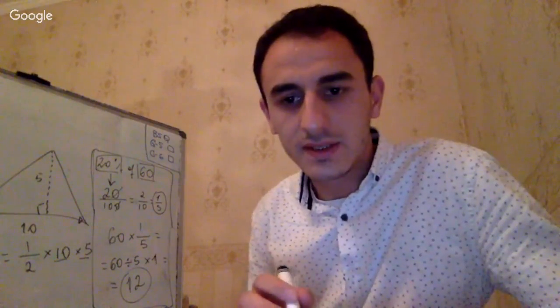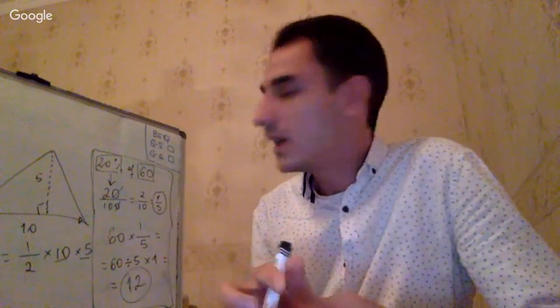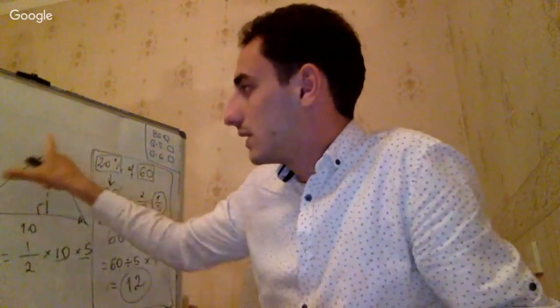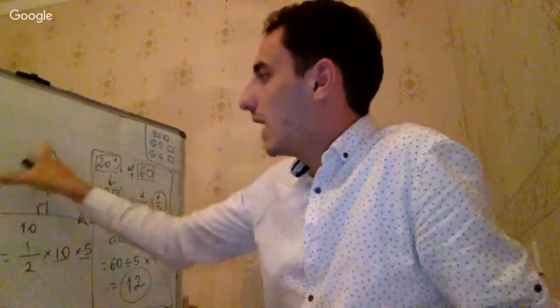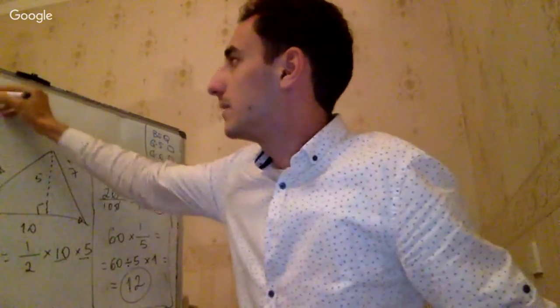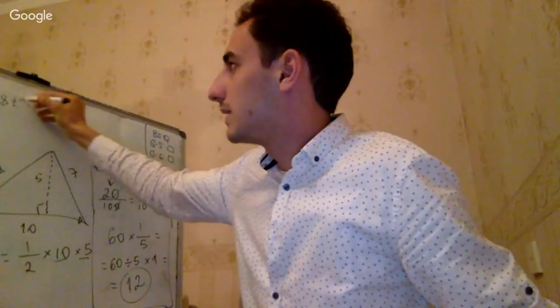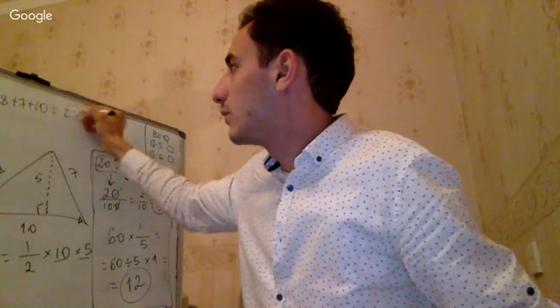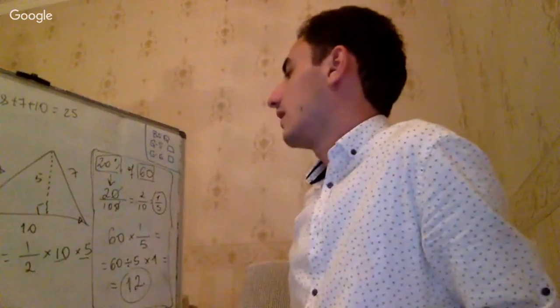Basically, the perimeter is the length of the outline of the shape. In the triangle, in the outline, we have 3 sides: side 1, side 2, and side 3. For finding the perimeter, the problem needs to give you the length of each side, so you need to add all sides up. If it is 10, here is 8, and here is 7, the perimeter is going to be 8 plus 7 plus 10, which is equal to 25. Okay?